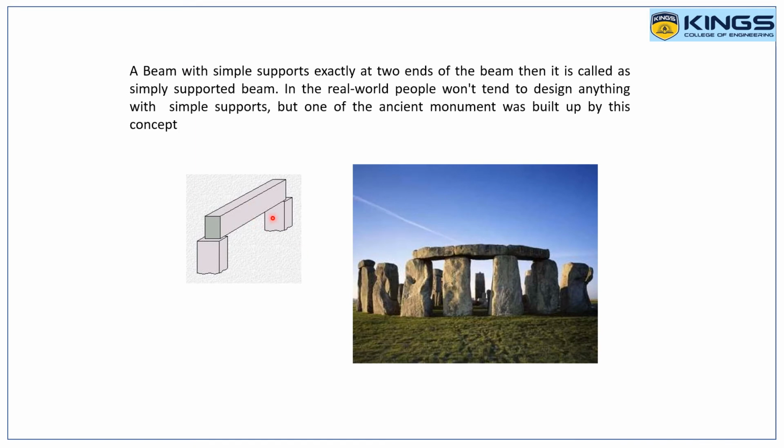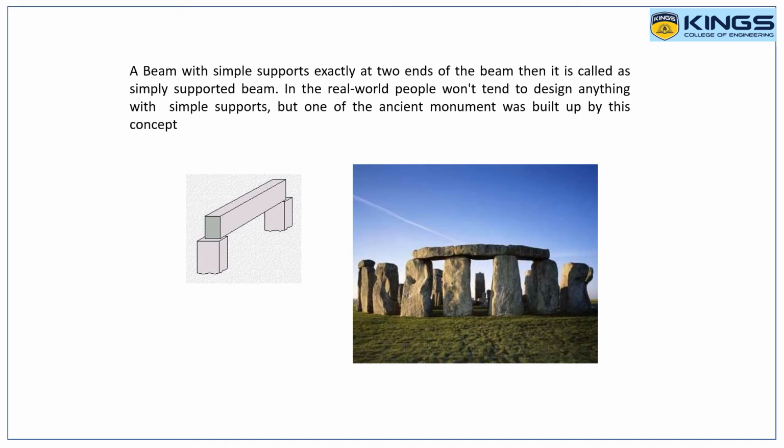And this is another example. A beam which simply rests exactly at the two ends of the beam is termed a simply supported beam. In the real world, people don't tend to design anything with simple supports, but one of the ancient monuments was built using this concept. So this is the ancient monument.